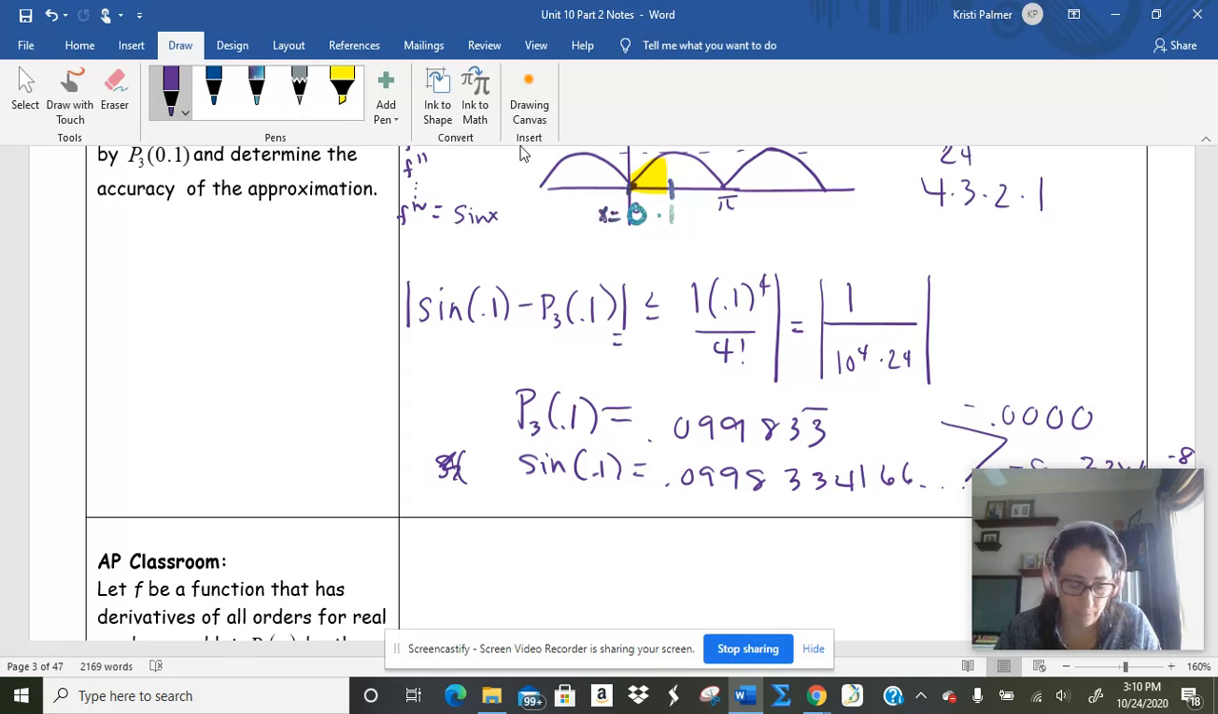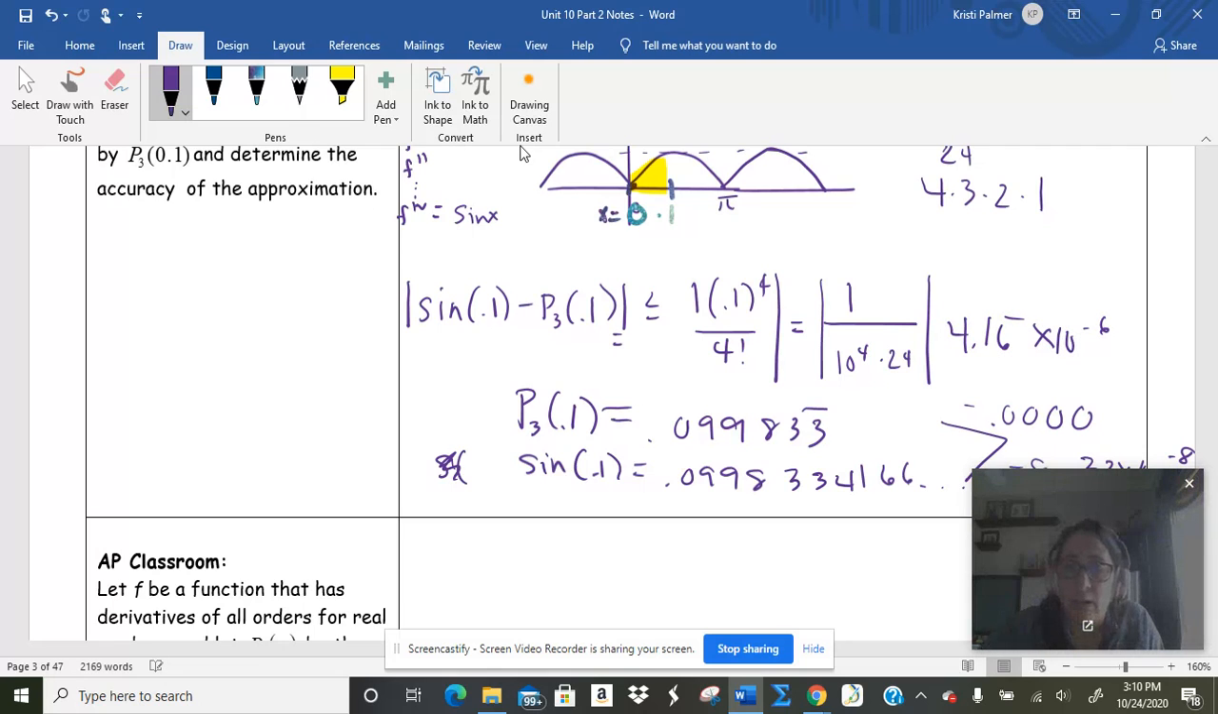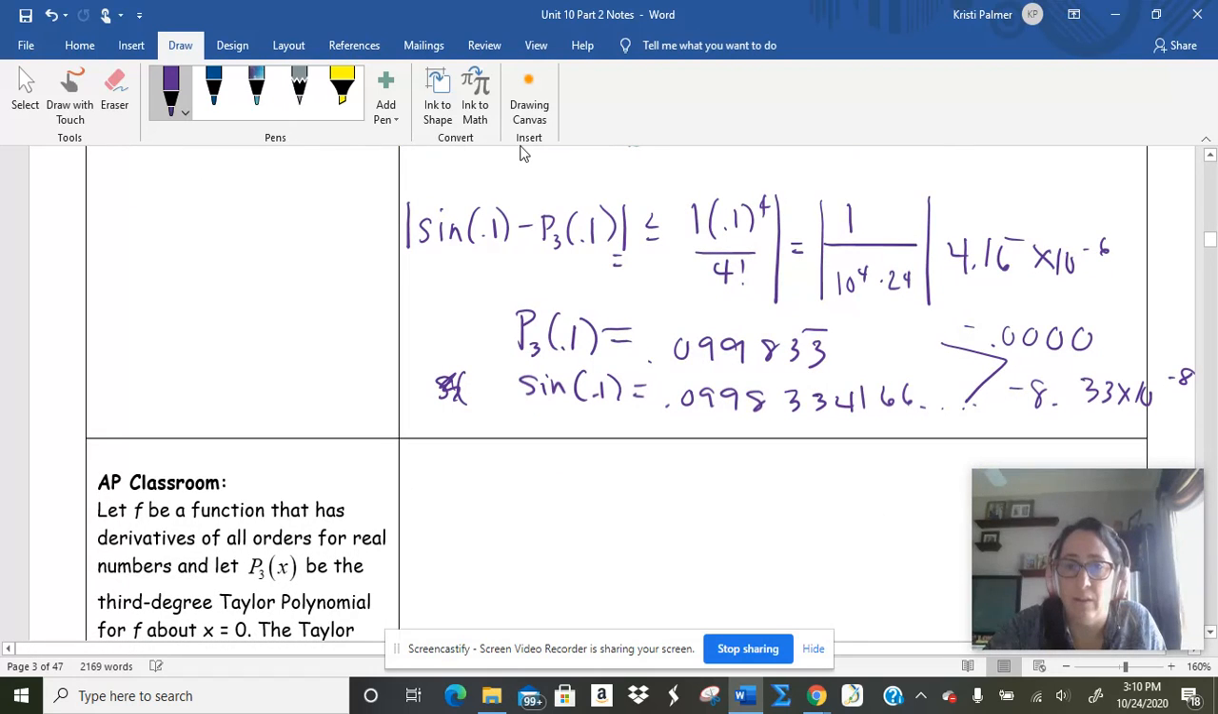All right, do this really quick. Times 4, 3 times 2. Yeah, so this one was 4.16 times 10 to the negative 6. And in fact, yeah, we were even better than that.